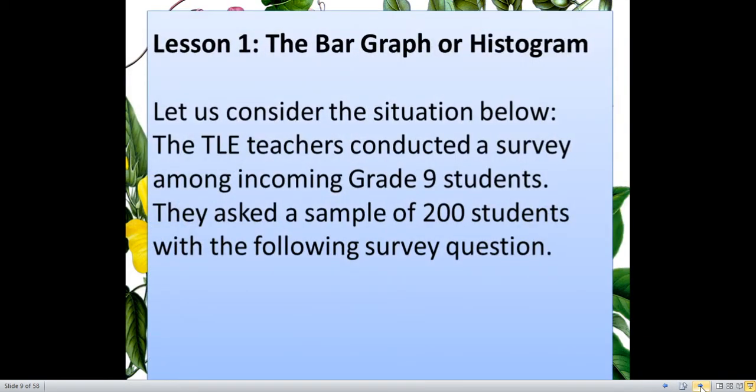So let us start now with the lessons. Again, those are the not yet organized data, and this time we're going to have different graphic presentations to discuss. Let us start with the bar graph or histogram. The bar graph, so we're going to consider the situation below. The TLE teachers conducted a survey among incoming grade 9 students. They asked a sample of 200 students with the following survey question.